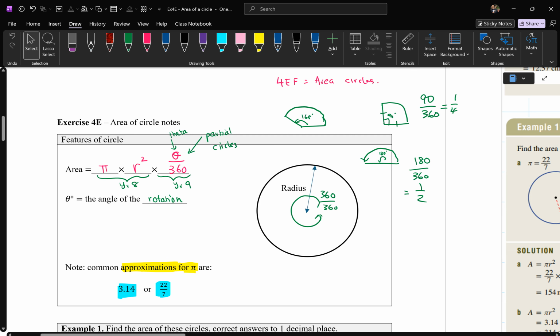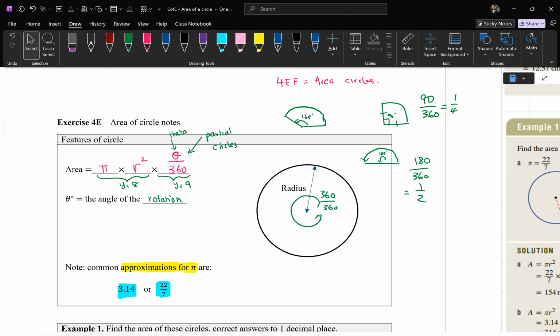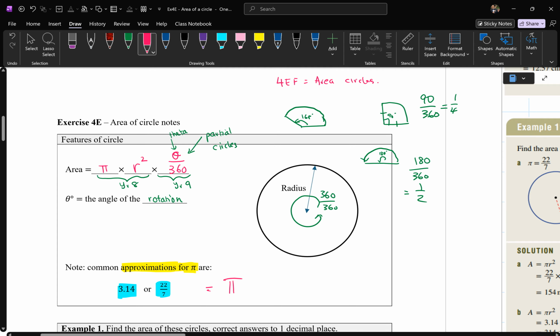Okay, so I want you to read the question. If the question doesn't say approximate, I don't want you to use 3.14. I actually want you on your calculator to find the symbol pi. Okay, and I'll show you why. I'll show you the reason why.